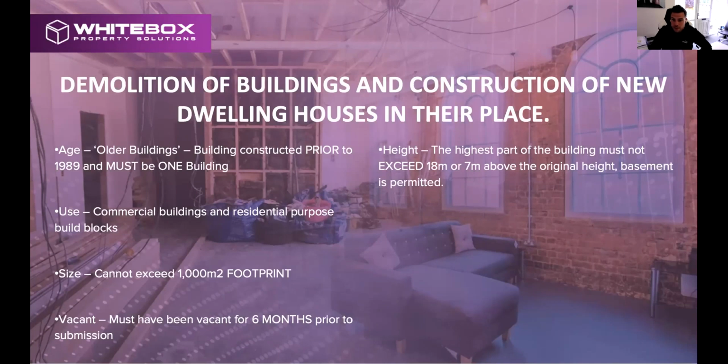Okay, and the basement is also permitted, so you could potentially have 7 stories because the height can't exceed 18 meters. That includes any phone masts and anything at the top of the building. That's the best bit. You can take a 2-story, 3-story building and convert it into a 6-story.